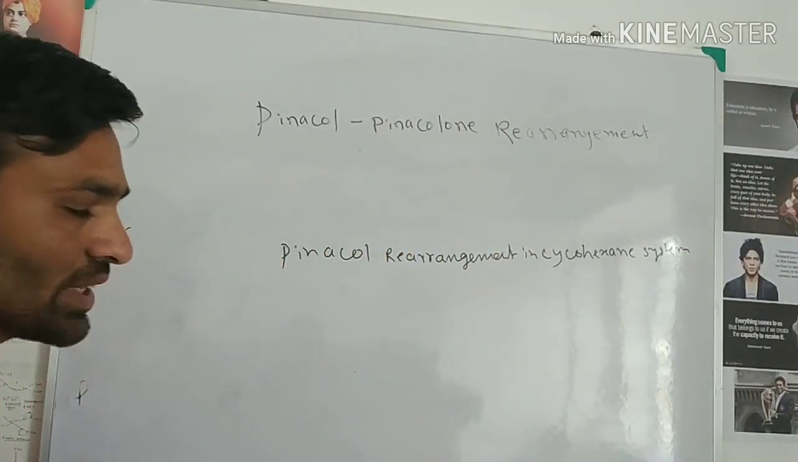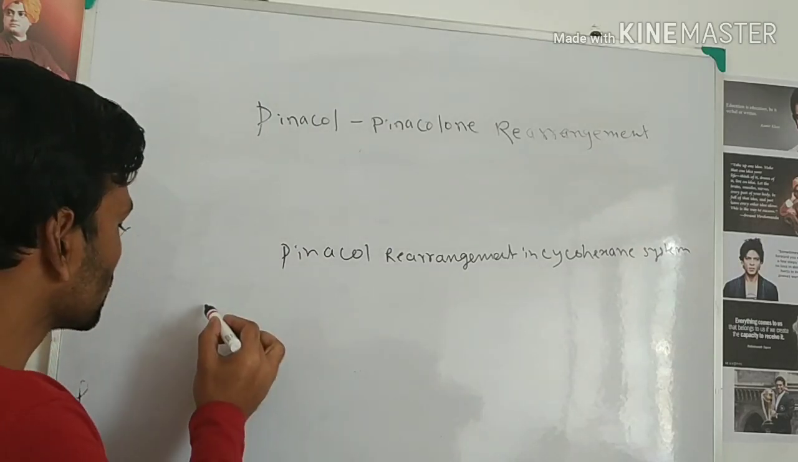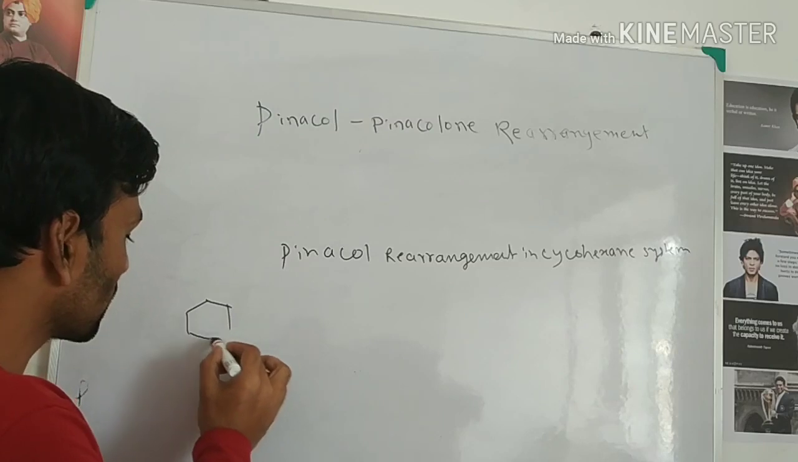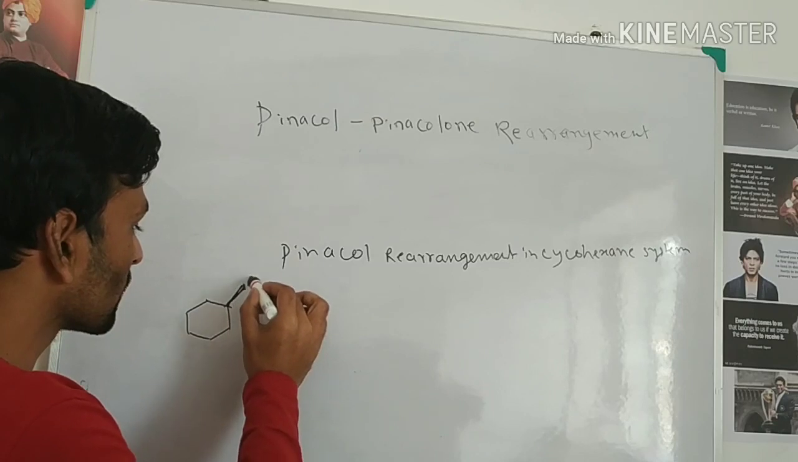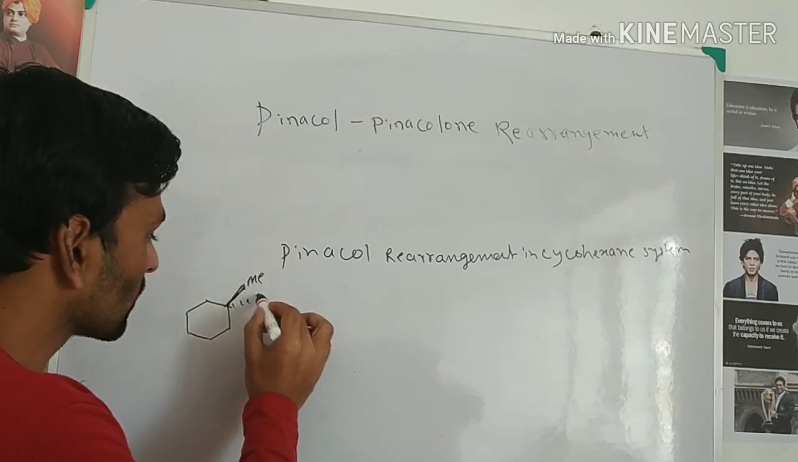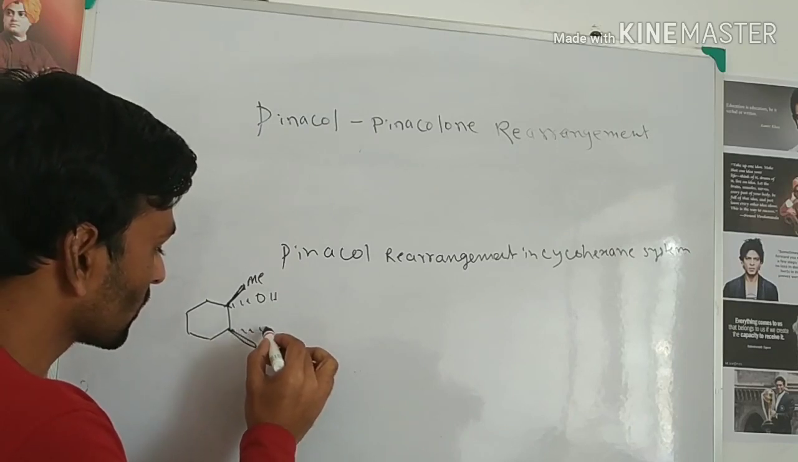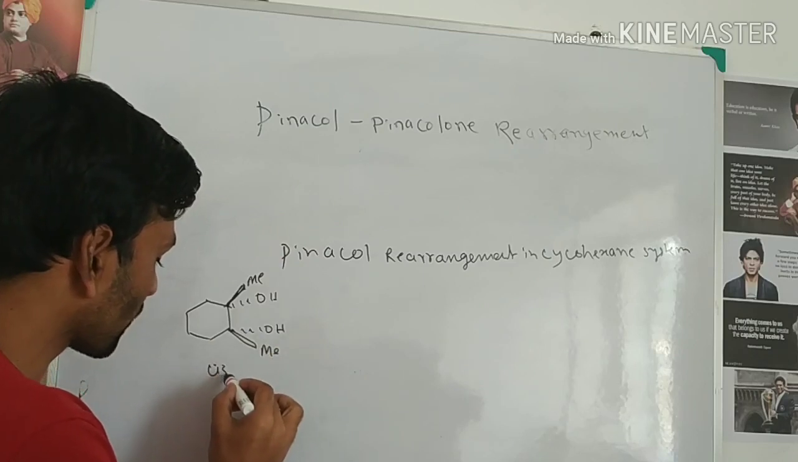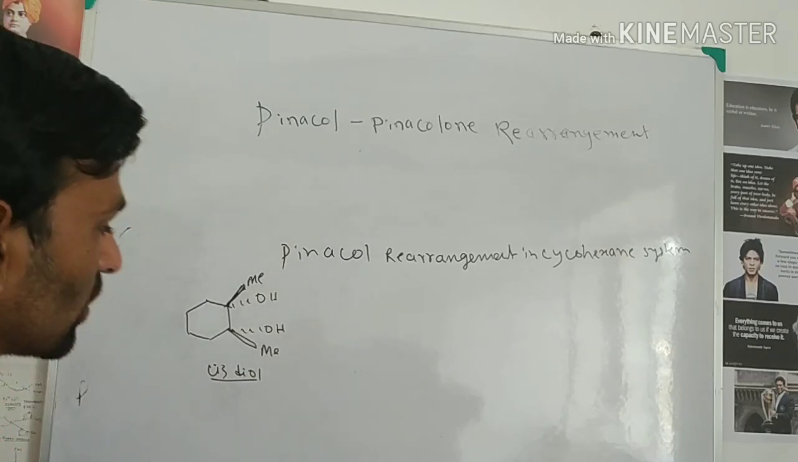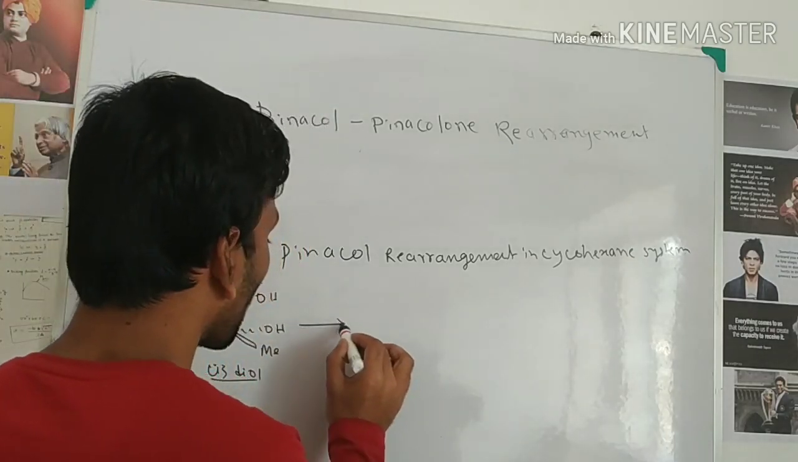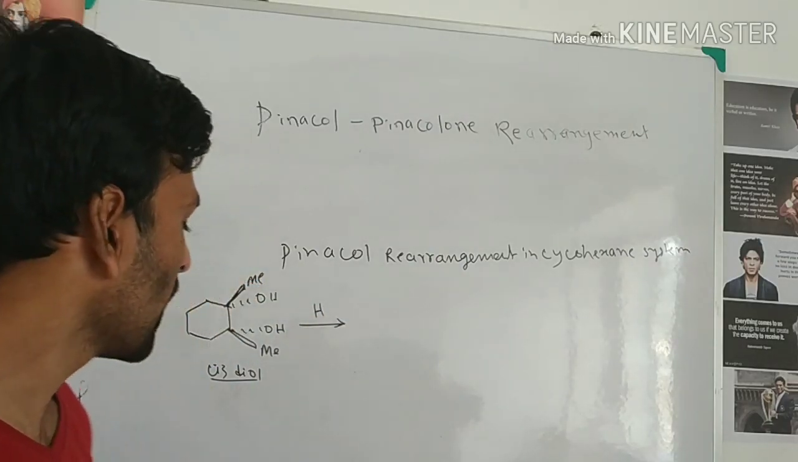Now I'll take the cis diol, that is the cyclohexane having methyl, that is the cis diol. The cis diol is treated with the acid and the product is formed. I will find it.